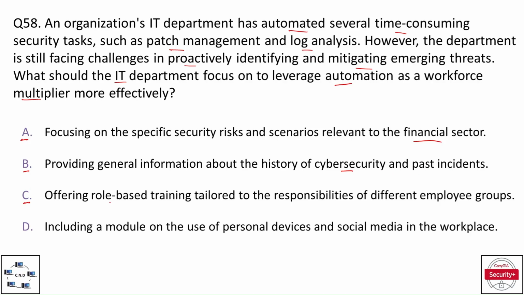Option C, offering role based training tailored to the responsibilities of different employee groups. And option D, including a module on the use of personal devices and social media in the workplace. And the correct option is option B, providing general information about the history of cybersecurity and past incidents.